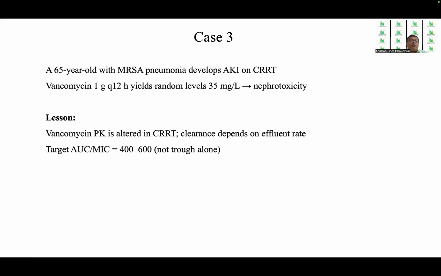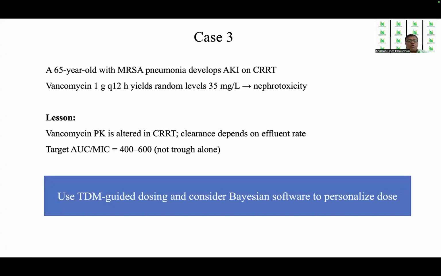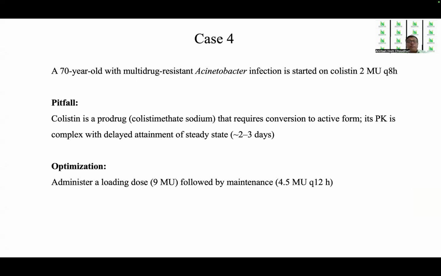Next case is a 65-year-old with MRSA pneumonia who develops AKI on the background of kidney disease requiring CRRT. Vancomycin 1 gram 12 hourly yields a random level of 35 milligram per liter, which accounts for the toxicity. So the lesson is that vancomycin PK is altered in CRRT. Clearance depends on the effluent rate, and the target area under the curve by MIC should be 400 to 600. So we have to use TDM guided dosing and consider Bayesian software to personalize the dose.